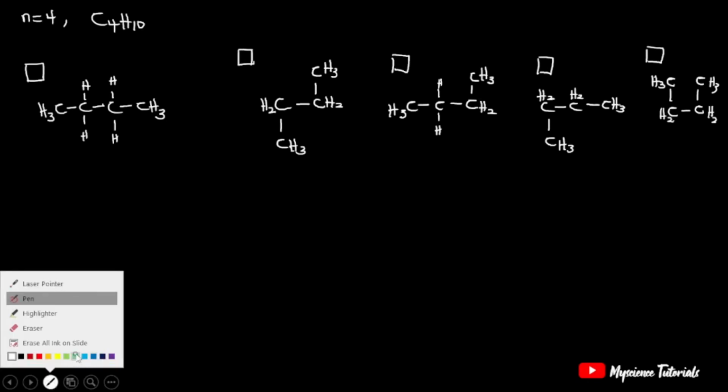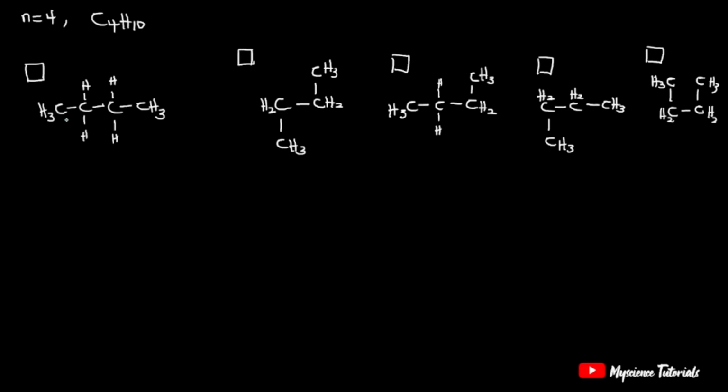Let me use green. So we realize that over here we have carbon 1, carbon 2, carbon 3, carbon 4. There is no substituent, so we have the longest continuous chain is 4. Okay, so when we have 4 carbon atoms and the compound is an alkane, the name is what? Butane.